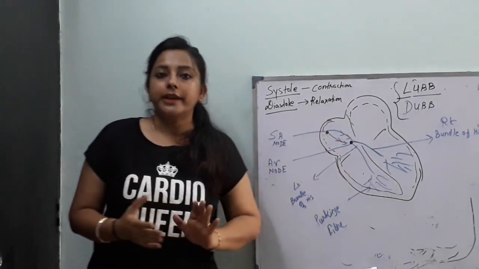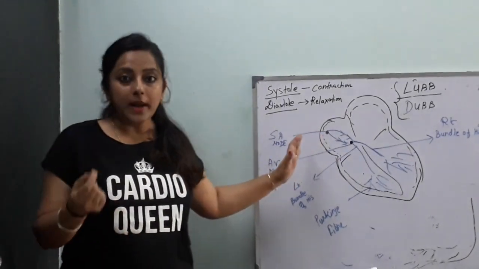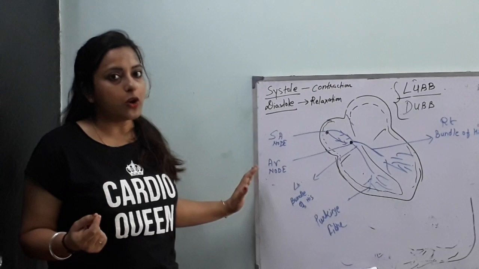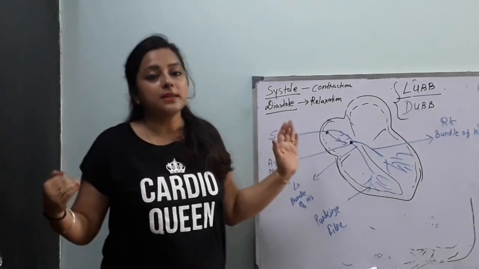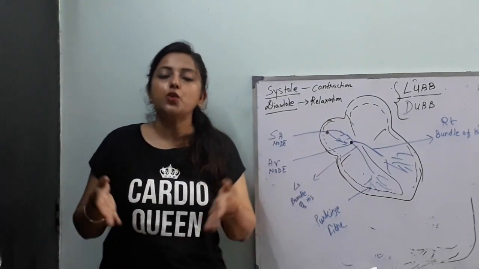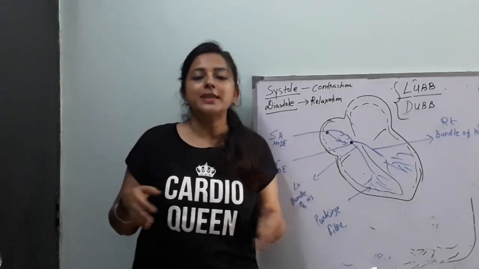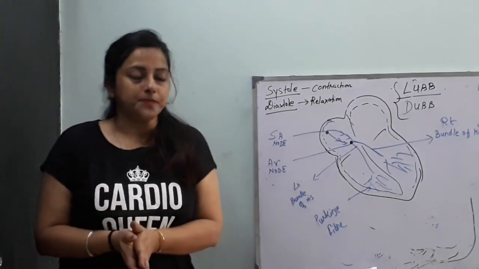In this way our conducting system performs its function. The SA node generates the impulse, that is why it is called the pacemaker of our heart. From there the impulse is forwarded to the AV node, and from there it branches into the two bundles of His, right and left, and from here to the Purkinje fibers.